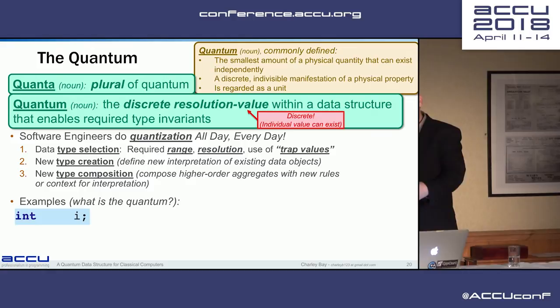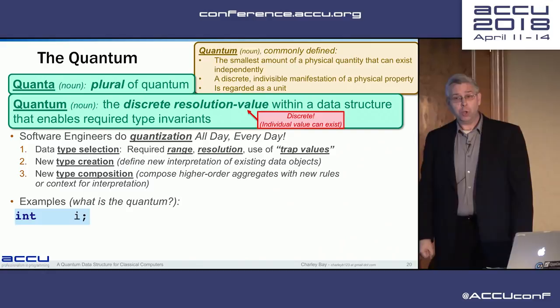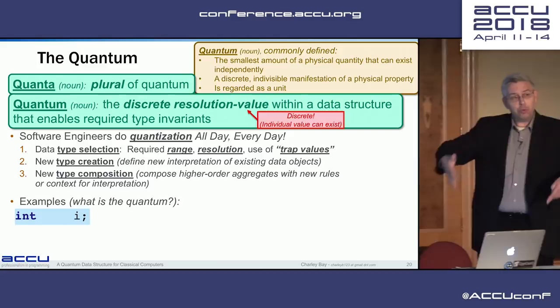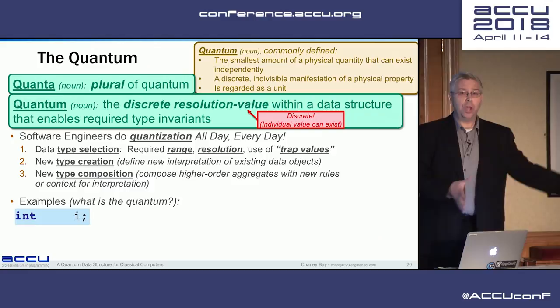But the takeaway really is this is not new. We do this now. We select what type we wanna use. We select what the rules are. We compose those into higher order types. We sometimes apply new context, new rules for interpretation, which is gonna be the type composition and type creation. And that's all systems. They're ultimately all sitting on top of primitive values that run through the hardware.